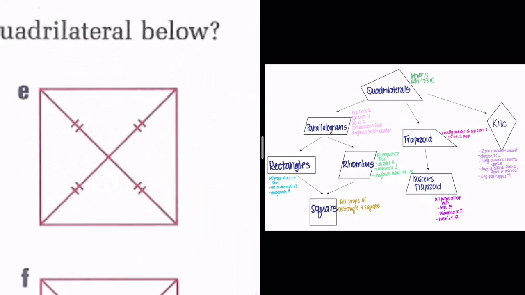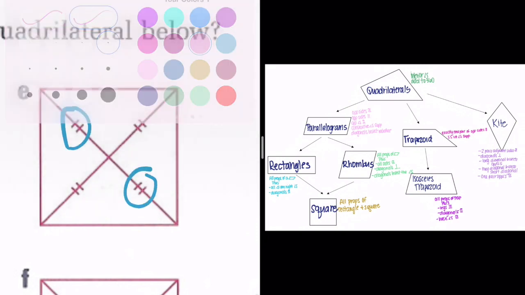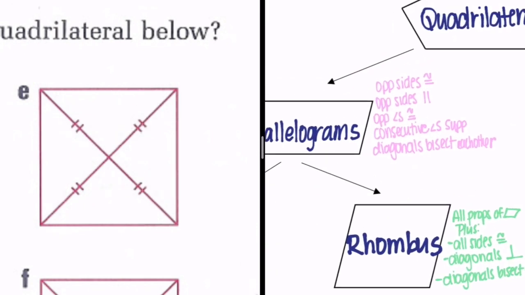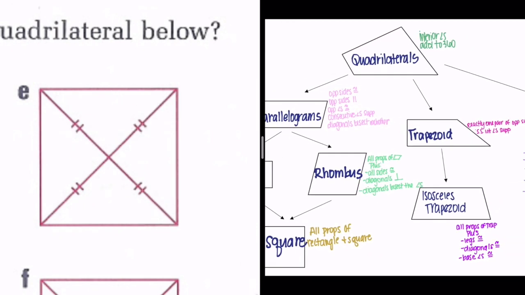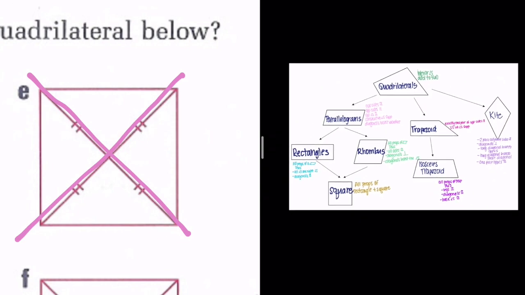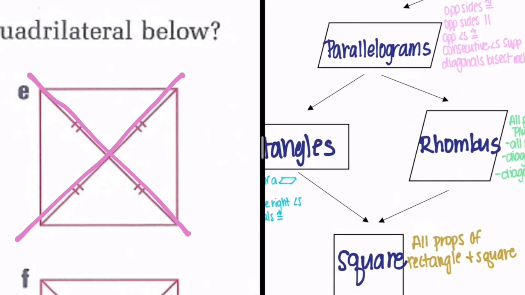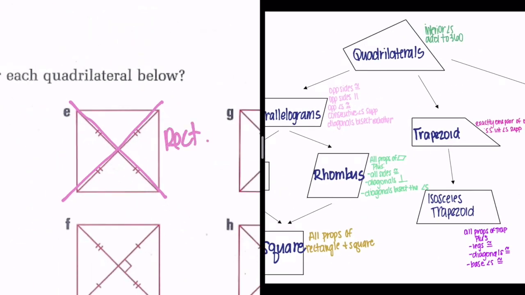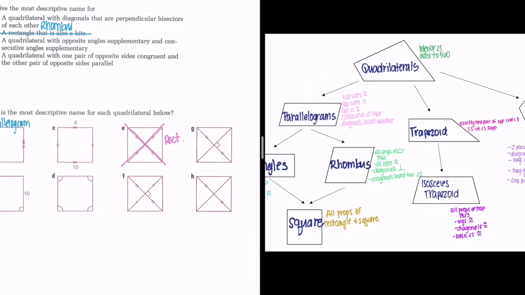Let's do E. So E is talking about the diagonals. The diagonals are obviously bisected because these are congruent as well as these, right? So it's a parallelogram because the diagonals bisect each other. The other thing I've noticed is that not only are the halves congruent, but the entire diagonals are congruent, right? So what shape has congruent diagonals? That is a rectangle. So part E is a rectangle, okay?